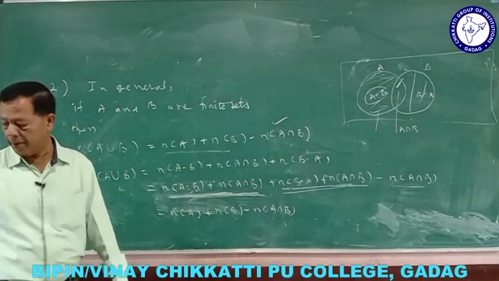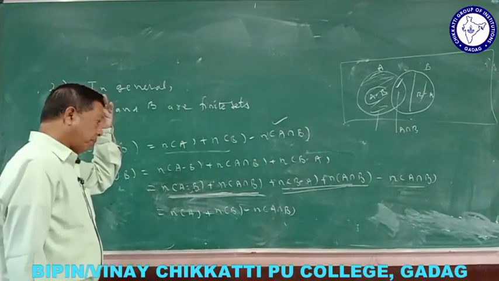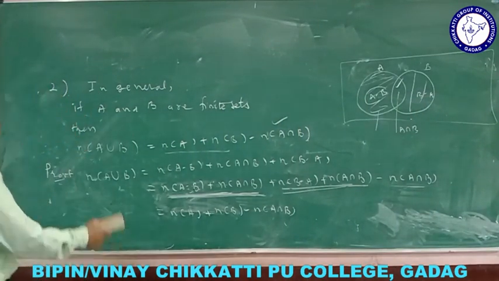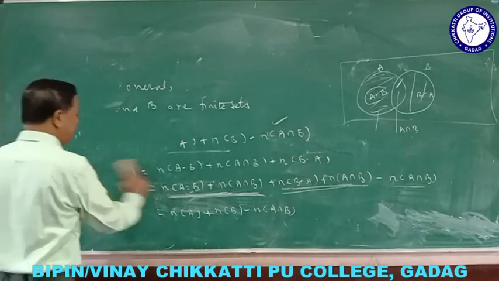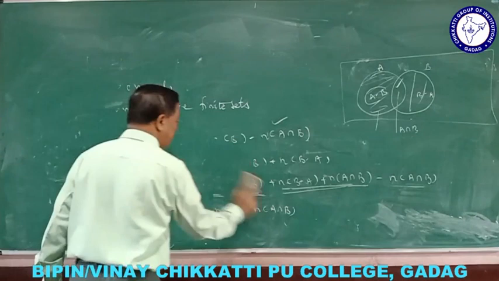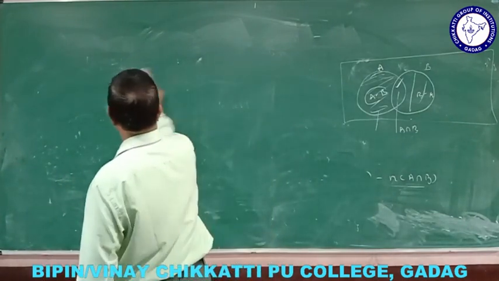So in general, n(A union B) is equal to n(A) plus n(B) minus n(A intersection B). And now we come to the final and last result, that is the third one.